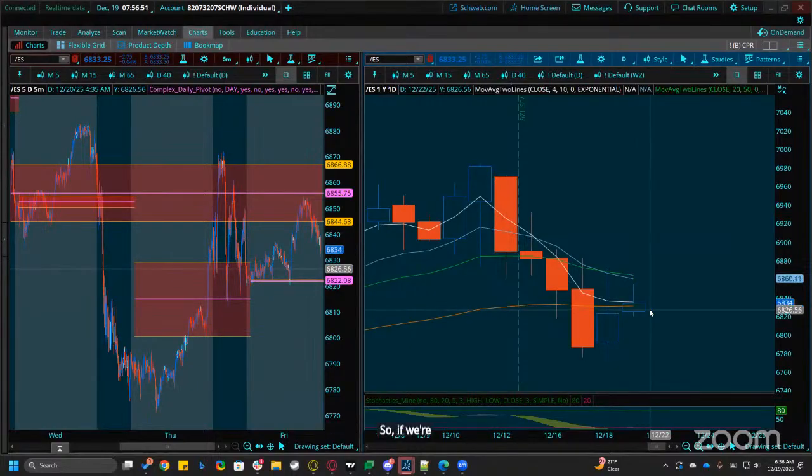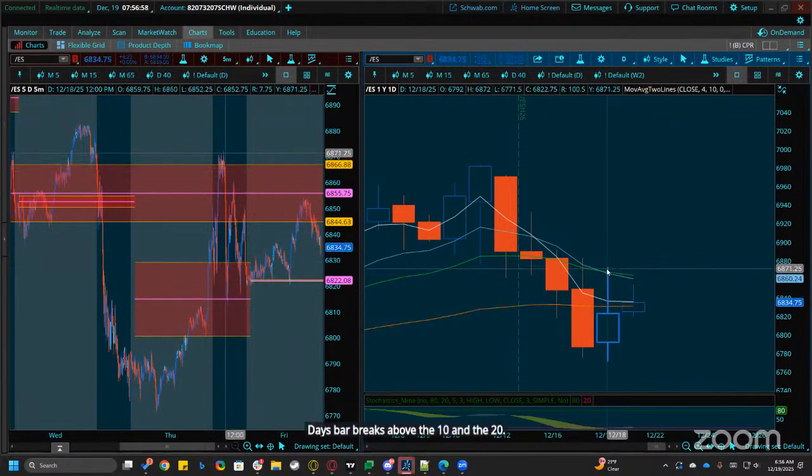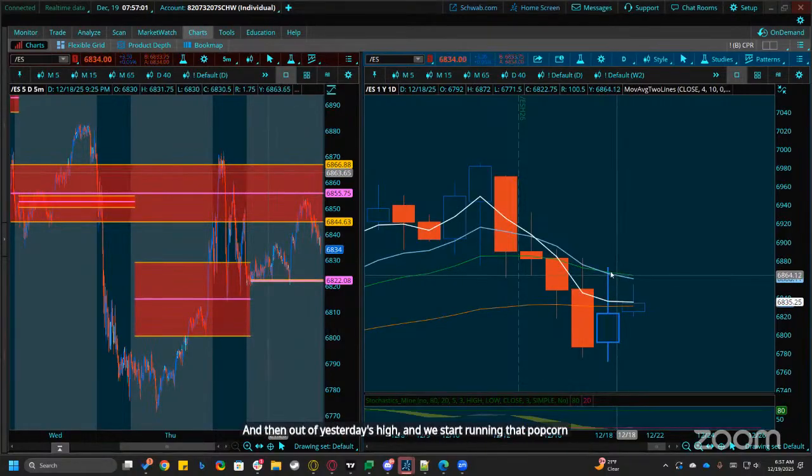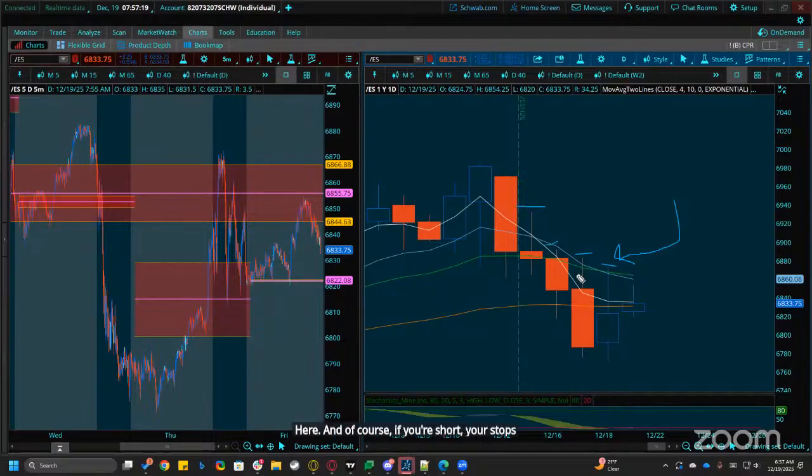So if we're going to get that TRB, it would be today. It would have to be this day's bar, breaks above the 10 and the 20, and then out of yesterday's high, and we start running that popcorn pop all the way back up. The popcorn theory is from Rob somebody. Can't quite remember at the moment. The idea being that if somebody was short, their stops would be here and here and here, here. And of course, if you're short, your stops are buy orders. So if price gets to ripping and hits those buy orders, it fuels the buying, gets us ripping up into the next level. More buy orders fuels the buying. More buy orders, more buying, more buy orders, more buying. Back up to the top, right? Just triggering stops all the way up.